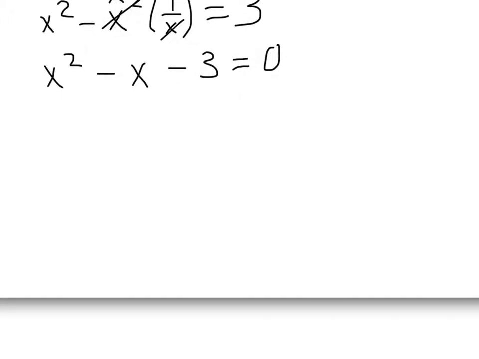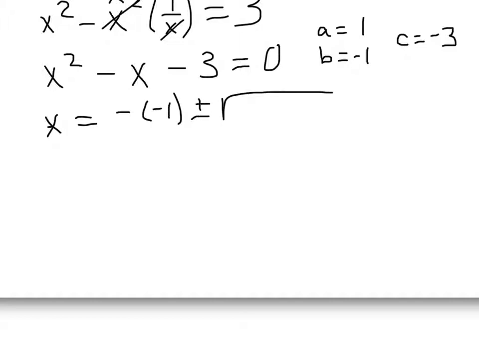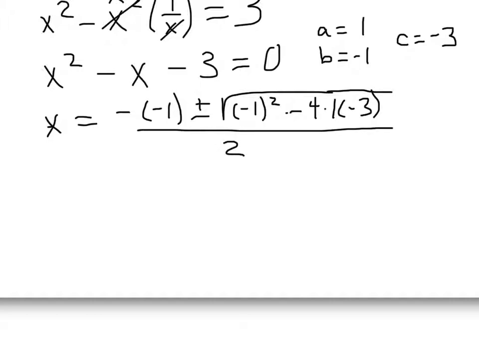You might be tempted to factor this. You can try. I don't think it's going to work. So let's go ahead and identify a is 1, b is -1, and c is -3. And let's use that quadratic formula. Negative b plus or minus the square root of b squared minus 4ac, all over 2a.